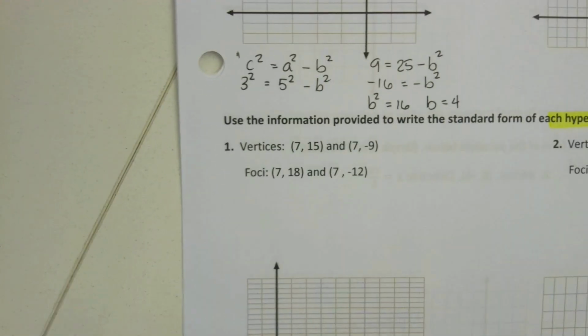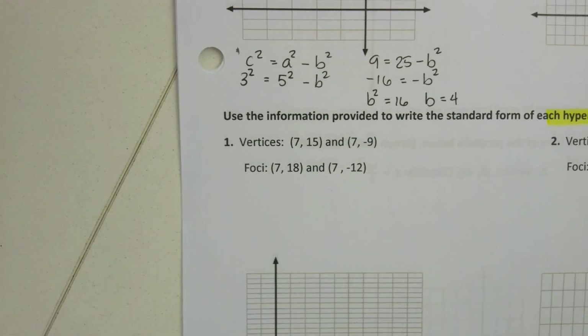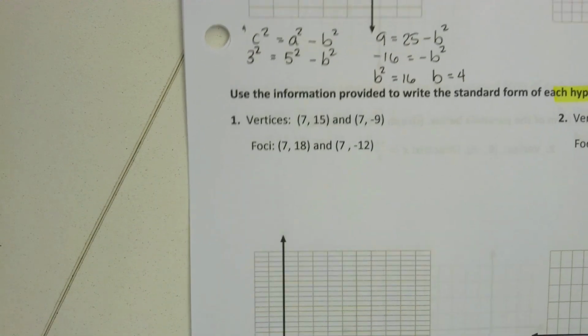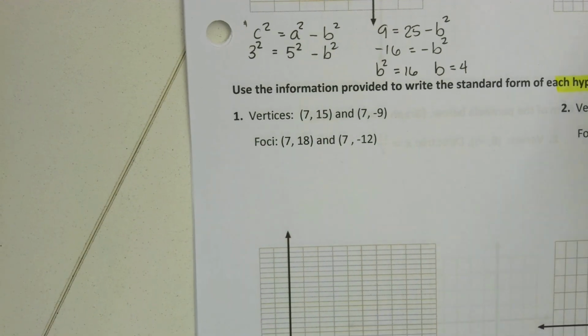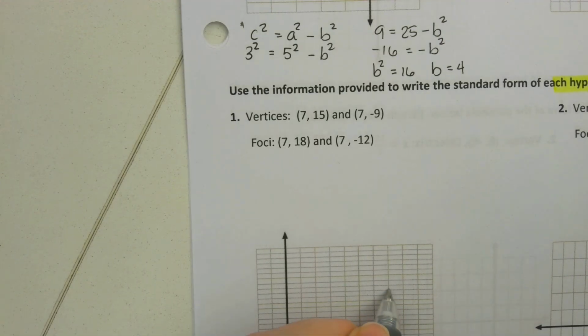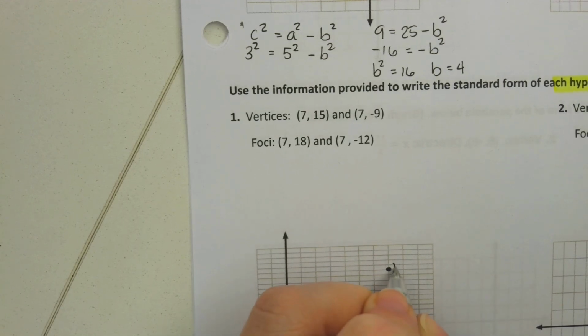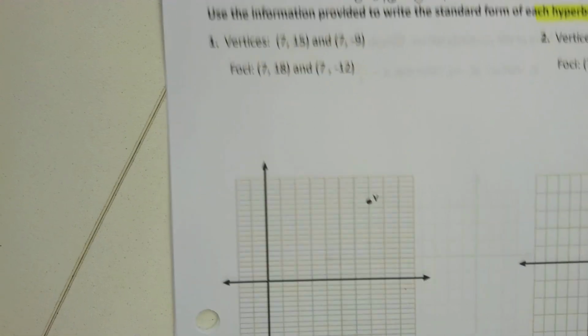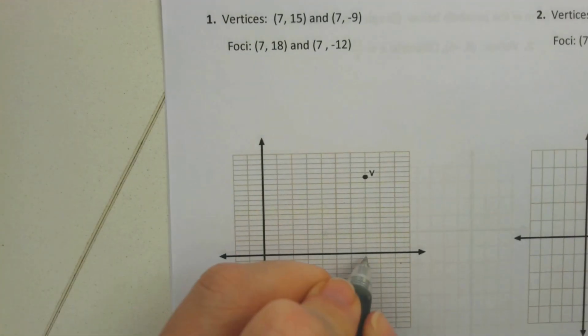First one, we're told vertices and foci. Okay, I'm going to go ahead and graph those vertices and foci. Vertices at (7, 15), (6, 7). Again, hardest part of today is literally just counting. These are these tiny lines. And then (7, -9).